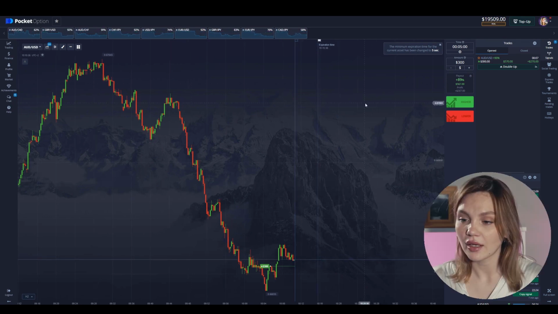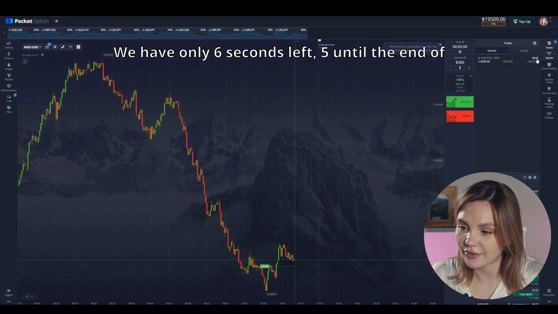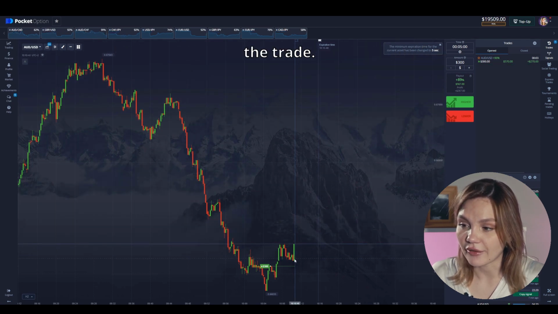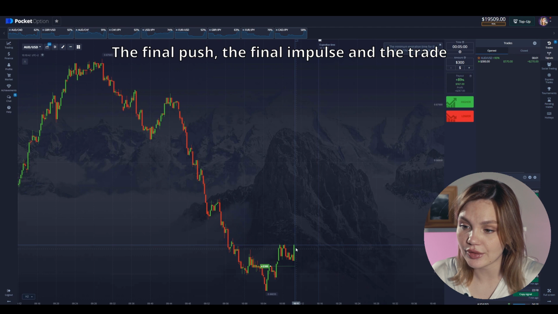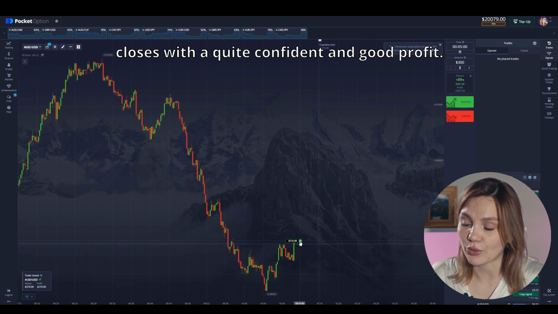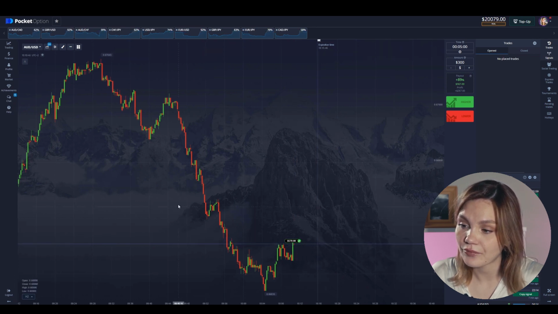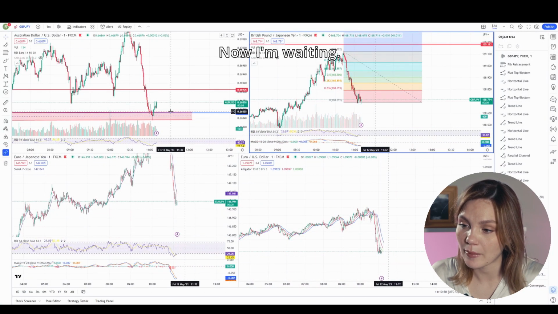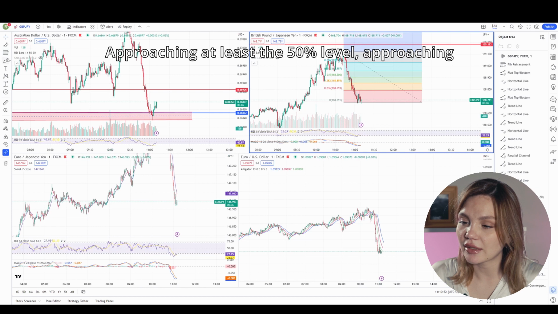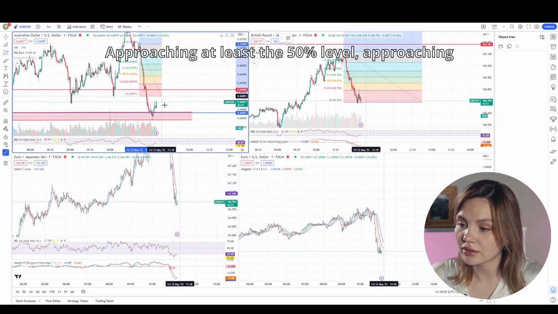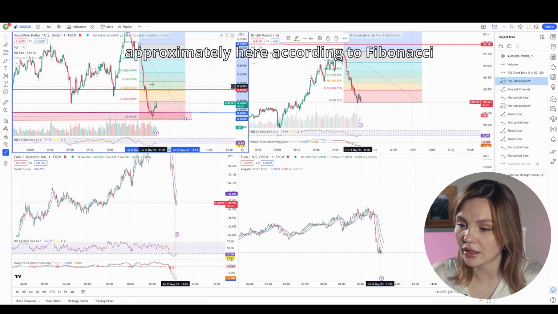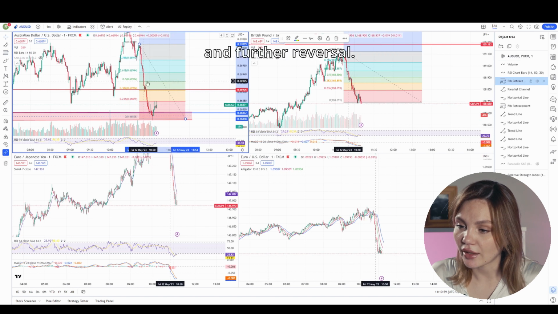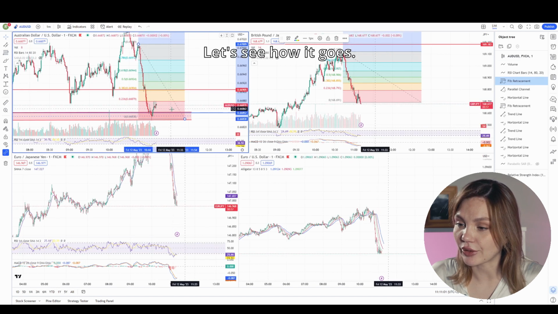We have only 5 seconds left until the end of the trade. The final push, the final impulse, and the trade closes with a quite confident and good profit. As we can see, the zone worked perfectly. Now I'm waiting. Approaching at least the 50% level, approaching approximately here according to Fibonacci, and further reversal. Let's see how it goes.